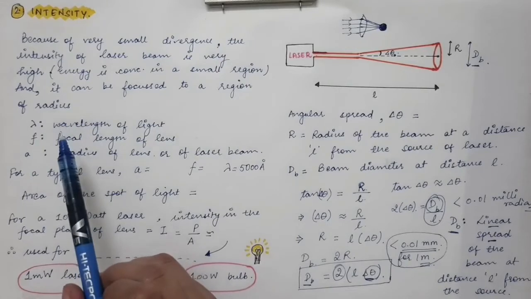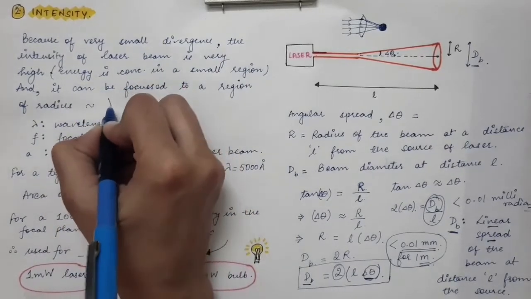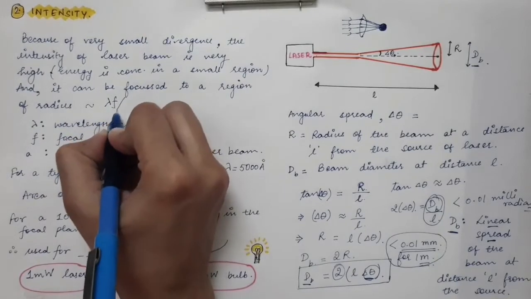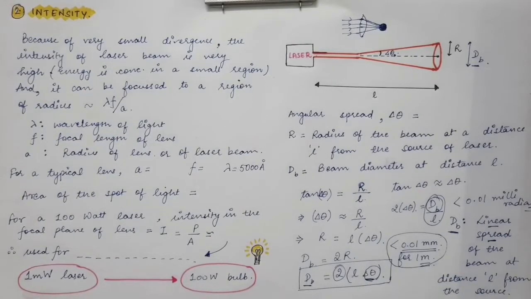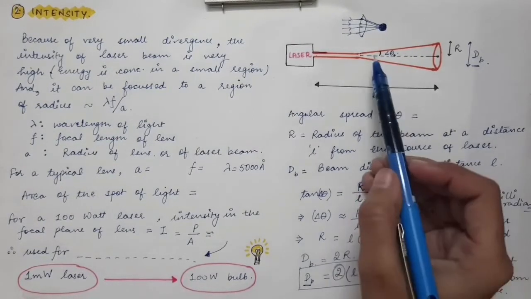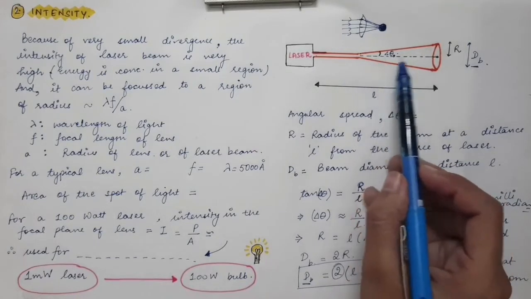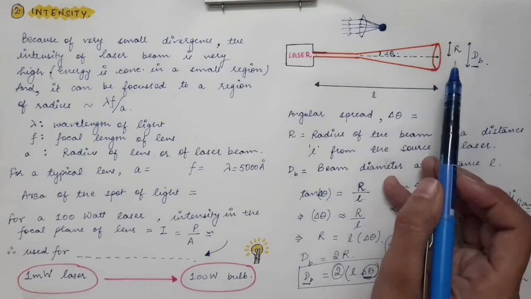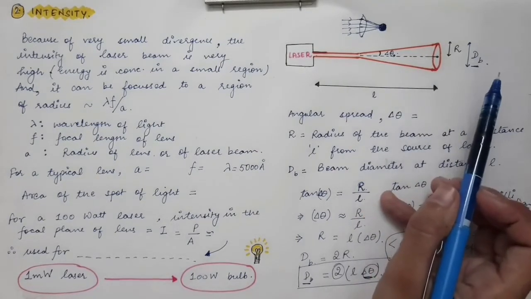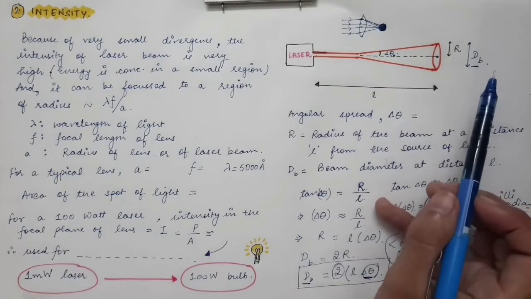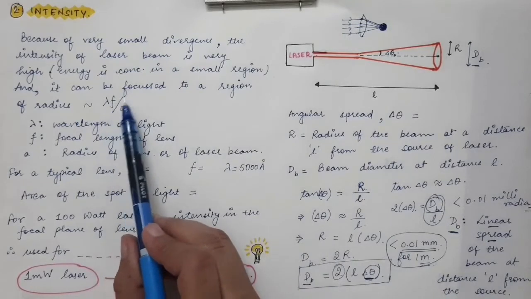Now what is the radius of this region? This radius is approximately lambda times f divided by a. So the laser light diverges due to the unavoidable effects of diffraction. When this laser light is focused with the help of a convex lens, it will form a spot at the focal plane of the convex lens. And what is the radius of that spot? That is approximately equal to lambda times f divided by a.